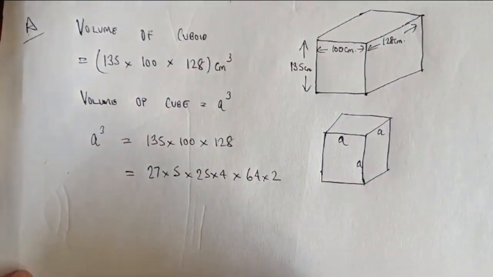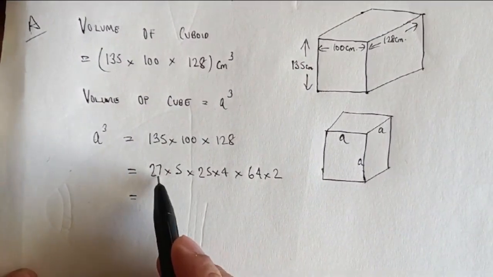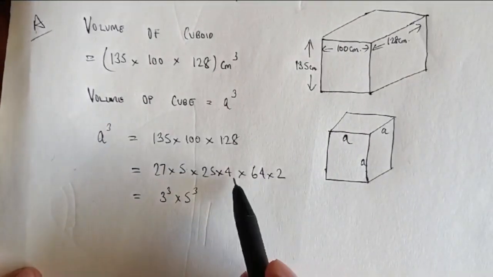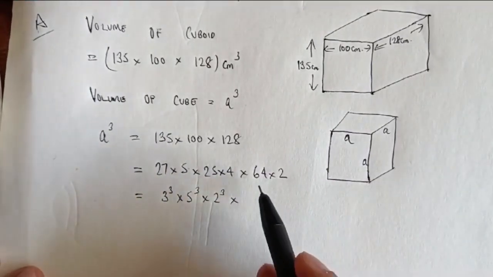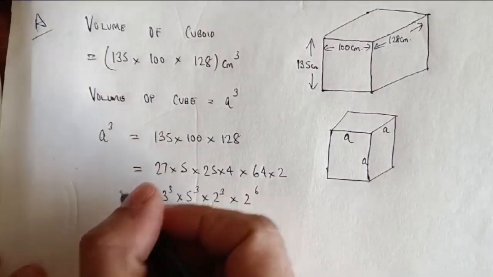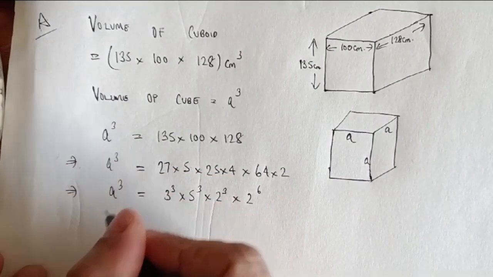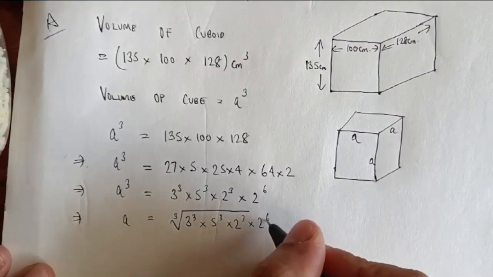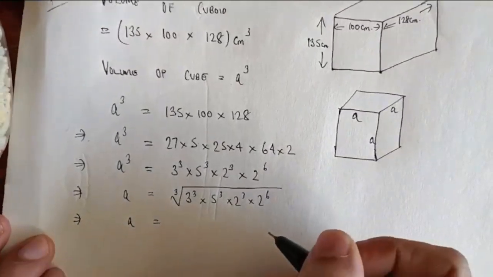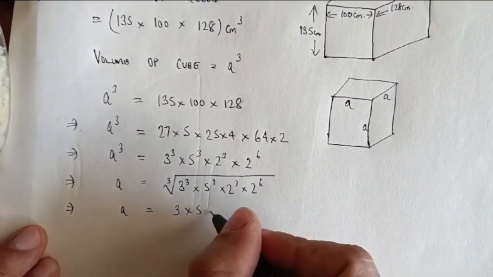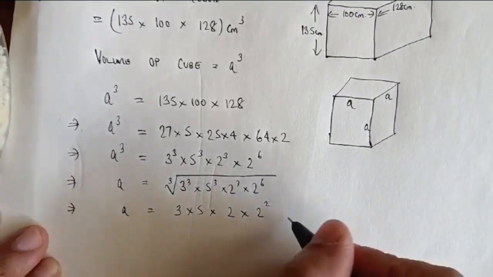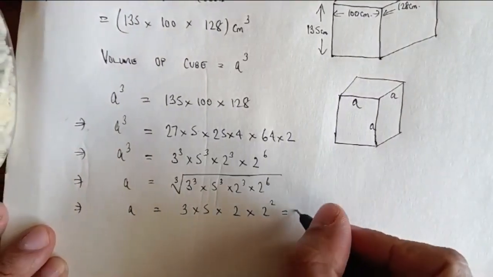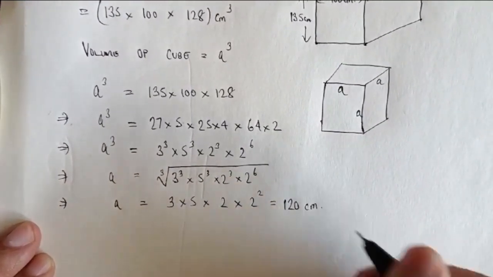Why we are doing it like this is to show you an easy trick. Now 27 is nothing but 3 cube, 5 into 25 is nothing but 5 cube, 4 into 2 is 8, that is nothing but 2 cube. And as we know, 64 is 2 to the power of 6. So A is equal to cube root of 3 cube into 5 cube into 2 cube into 2 to the power of 6. This gives us A is equal to 3 into 5 into 2 into 2 squared. 3 into 5 is 15, 15 into 2 is 30, 30 into 4 is 120. So the answer for A is 120 centimeters.